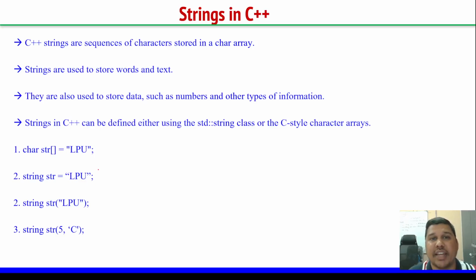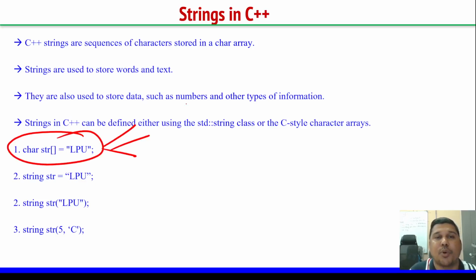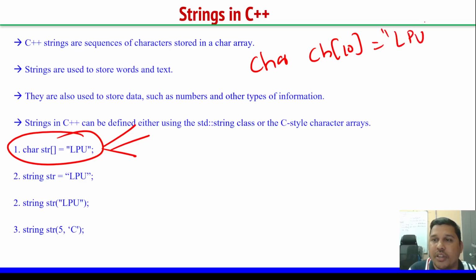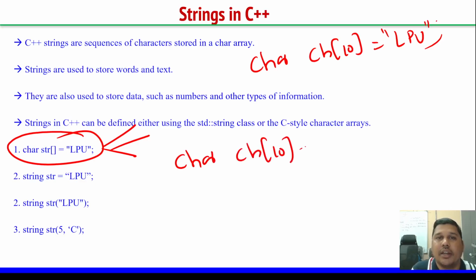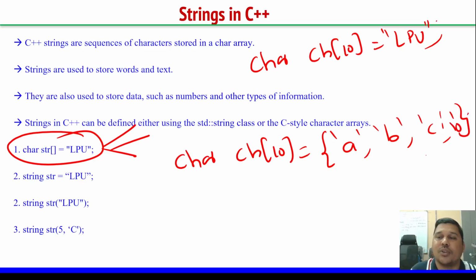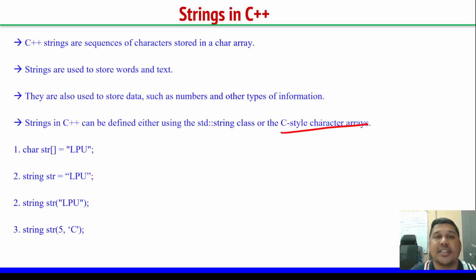To declare string variables, you can either use the C style. Again, there are many versions here in C programming. You can give char ch of 10, with the number also. Or you can give char ch of 10 equal to, in single quotes, A, B and C, with the null character. So all the C style character arrays are allowed in C++, and additionally we have a string.